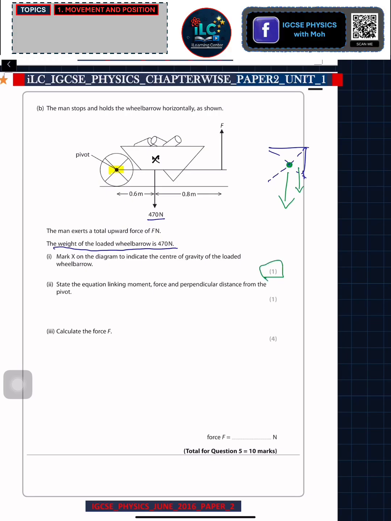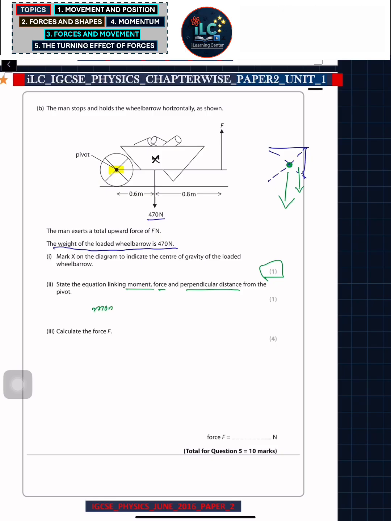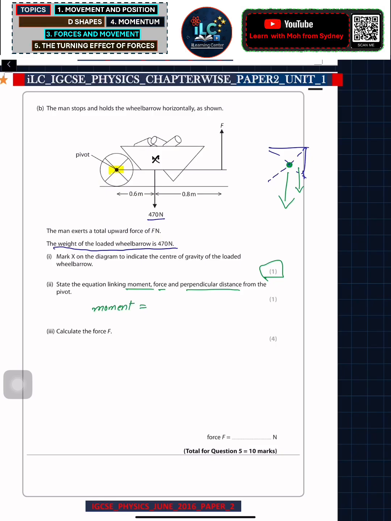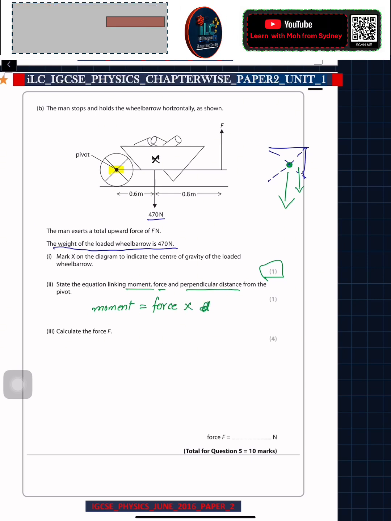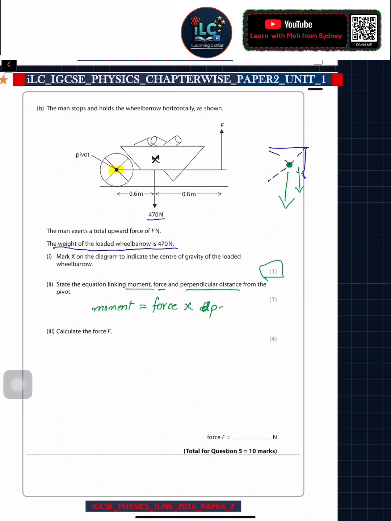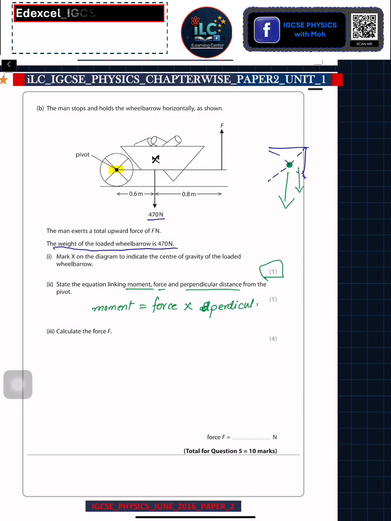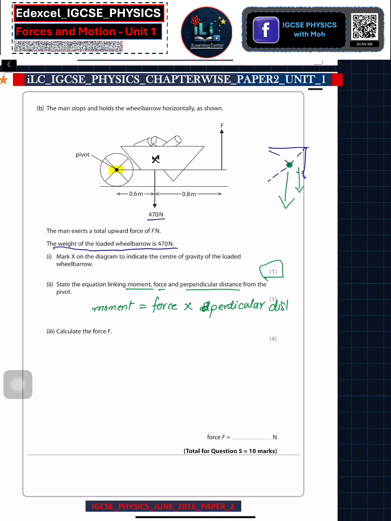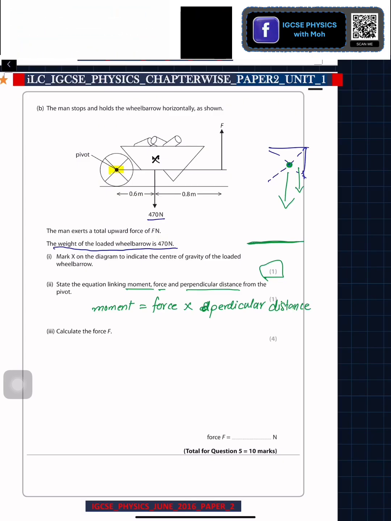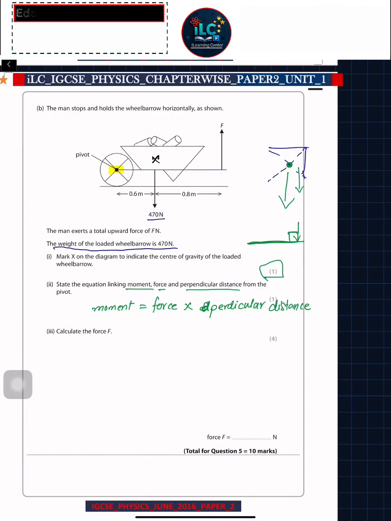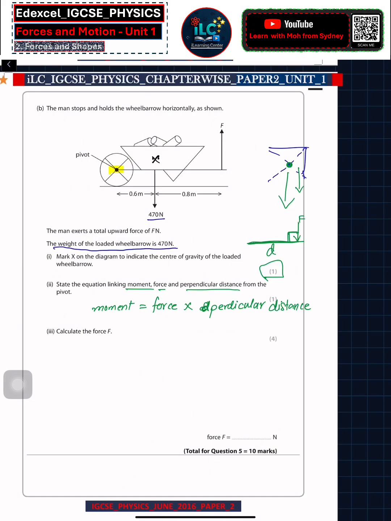Next question here, it says state the equation for moment, force, and perpendicular distance. Remember, for moment, it's important that you say that moment is equal to force times perpendicular distance. Don't just write distance. Okay, perpendicular distance. So what does perpendicular distance mean? That if this is the distance, force must be at 90 degrees with the distance, and this is the force. Okay, it has to be at 90 degrees.